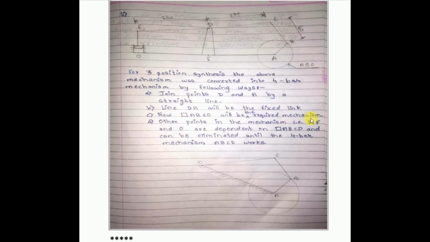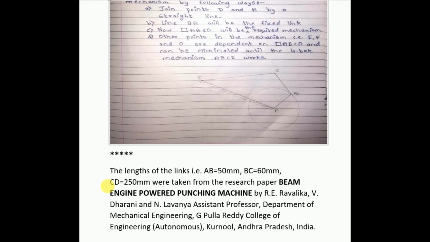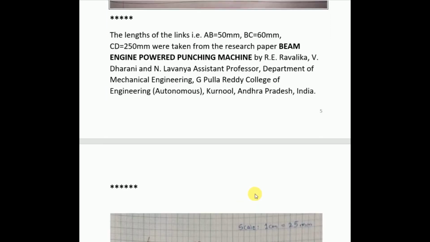The other points in the mechanism, that is E, O and F, were eliminated, and we got this mechanism ABCD as our required 4-bar mechanism. The points E, O and F were eliminated until the 4-bar mechanism ABCD works, as these points are dependent on this mechanism only. The lengths of the links, that is AB equal to 50 mm, BC equal to 60 mm, CD equal to 50 mm, were taken from research paper Beam Engine Powered Punching Machine.